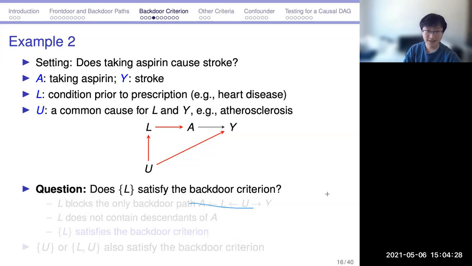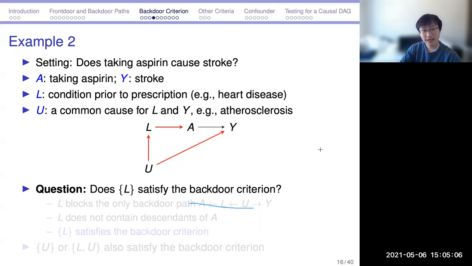Okay, this is a second example. The question is, does taking aspirin cause stroke? A is taking aspirin, Y is stroke, and L is some condition prior to prescription. So the doctor uses the information of L to prescribe the treatment. Now let's suppose we have a common cause U for L and Y. Maybe some underlying disease that affects both stroke and also the condition that's used to do the prescription.